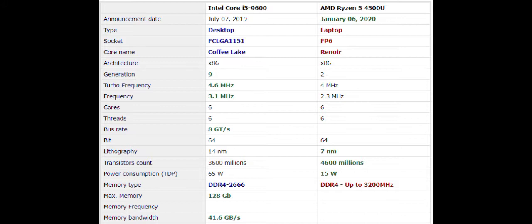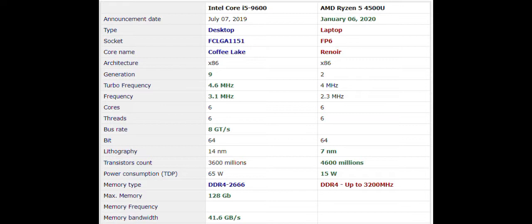Their architecture is both x86 family, and on their generation, the Intel Core i5 is 9th generation, while the Ryzen 5 is 2nd generation. Comparing their turbo frequency, the Intel Core i5 has a greater frequency than the AMD Ryzen 5, with a difference of 0.6 MHz. On the base frequency, the Intel Core i5 also takes the lead with 3.1 MHz compared to the 2.3 MHz of Ryzen 5. They both have 6 cores and threads, and the bus rate of Intel Core i5 is 8 GT per second, while the AMD Ryzen 5 doesn't have any data.